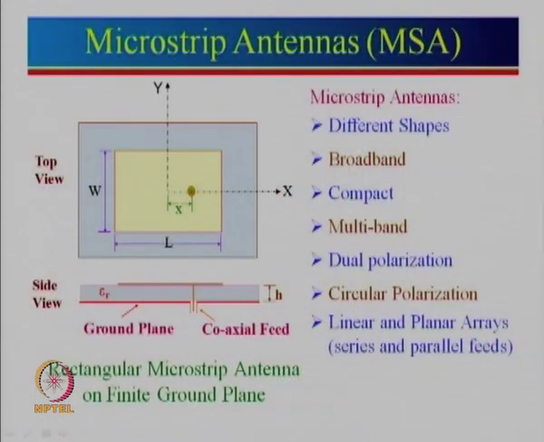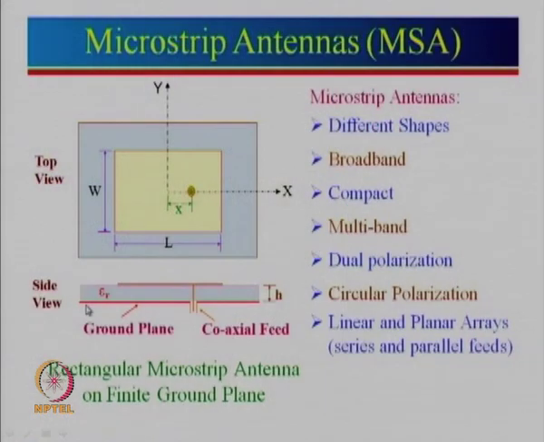So, now let us just look at a microstrip antenna. It is one of the most promising antennas these days. Why is it very promising? Because the structure itself is so simple, when one actually looks at it. So, there is a ground plane and a patch is printed on the other side.